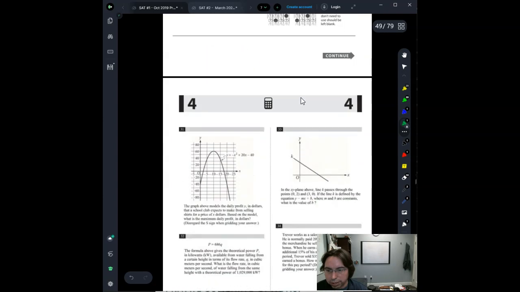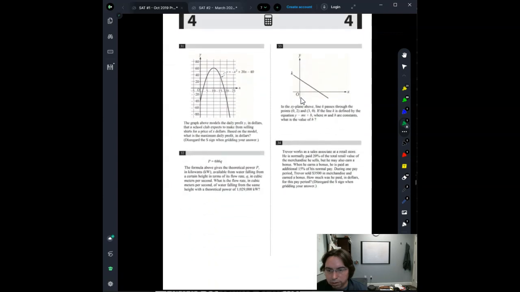Okay, let's look at going into our grid-ins. What we see here, 31: the graph above models the daily profit y in dollars that a school club expects to make from selling shirts at a price of x dollars. Based on the model, what is the maximum daily profit in dollars? So this is the vertex right there. This is the vertex, so we can see the answer on this one is 60.